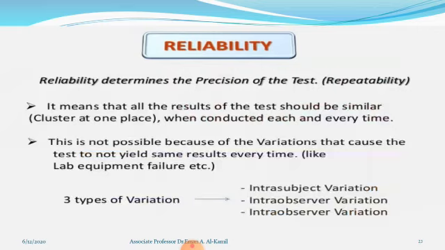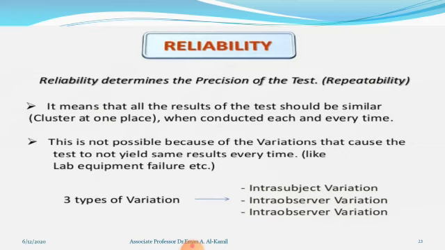Reliability, as we mentioned, determines the precision of the test, or repeatability. It means that all the results of the test should be similar, clustering at one place. So similar results from similar tests in other places or different studies. No matter how many times we repeat the test, it should give the same result. This is not always possible because of variation, which causes the test not to yield the same result every time, like laboratory equipment failure, or certain factors which affect the results of a test.